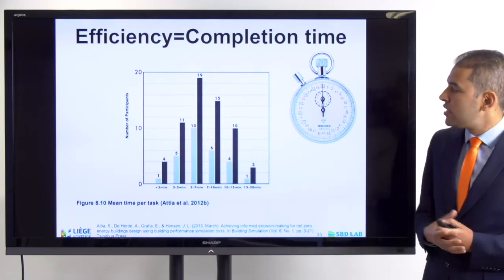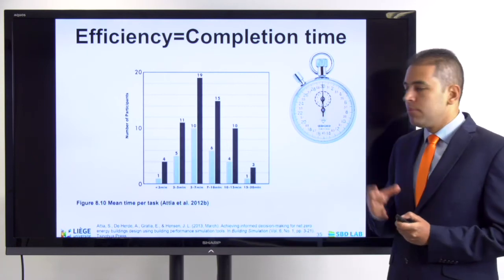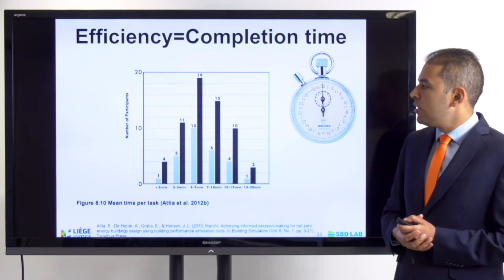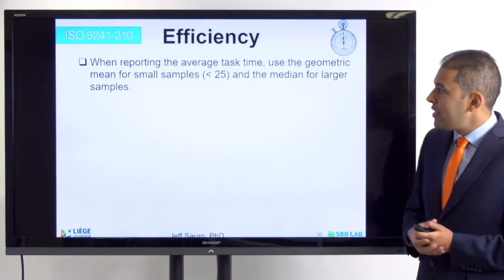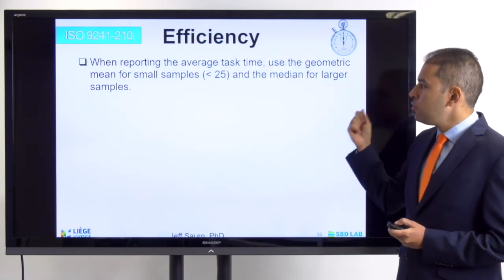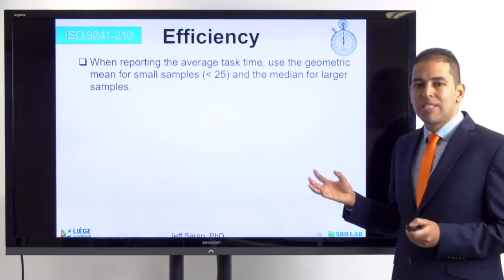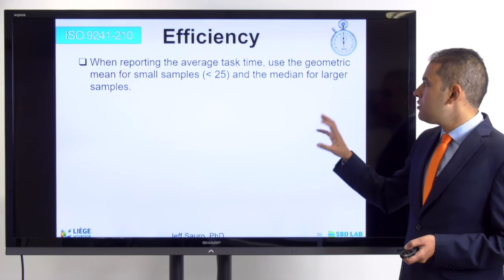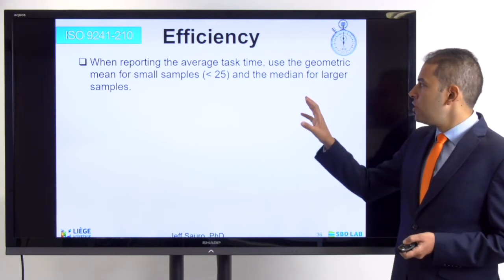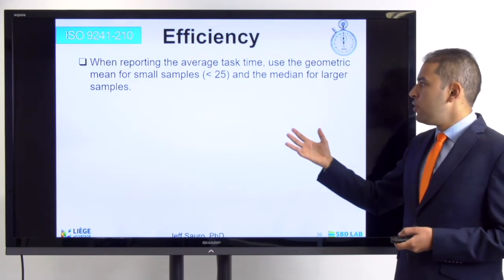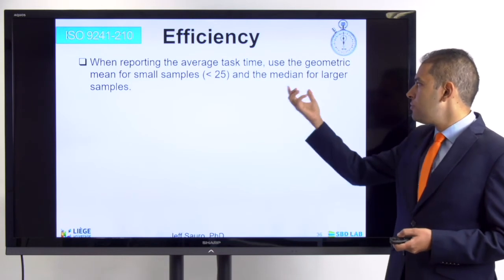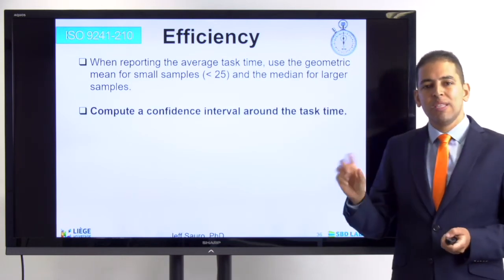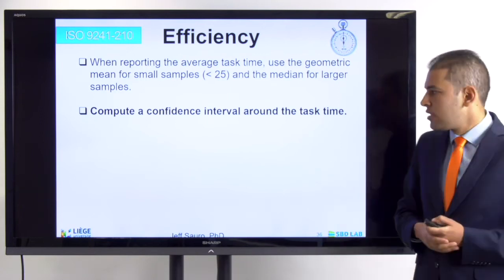So the time measure is very useful, and it can be simply quantified with a chronometer, a stopwatch. Now, when reporting the average task time, use the geometric mean for small samples. If you have small samples, less than 25, then use the geometric mean. But if you have a bigger sample, you can use the median for larger samples. So this is also interesting when you start to do simple analytical descriptive analysis.